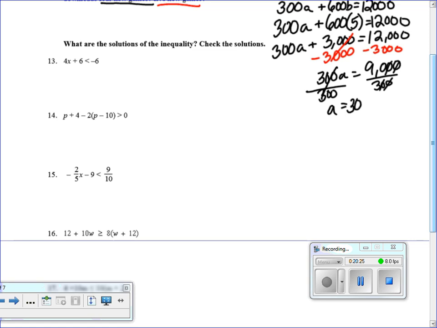We're going to start by subtracting 6 from both sides. Remember that we are removing constants first. There's not variables on both sides, so I'm going to move the 6 over. We get 4x is less than negative 12. Negative 6 and negative 6 combine. Same sign, you add them to give you negative 12. Last step would be to divide by 4. X is less than negative 3.